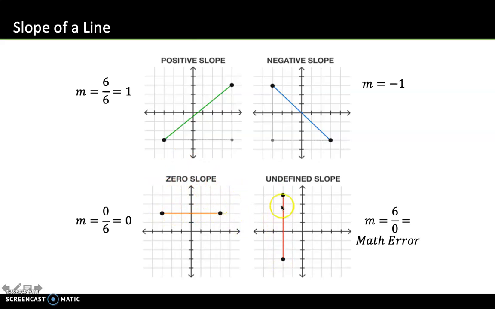And a vertical line, so if we counted how many boxes the rise is, I think I made a mistake here, it's 1, 2, 3, 4, 5, 6, 7. So this should be 7 instead of 6, sorry about that. But you can see it doesn't go across the way, there's no run. So it's 0. And if you try to do 6 divided by 0 on your calculator, you get a math error. So this is why it's an undefined slope, because there isn't a number for it.